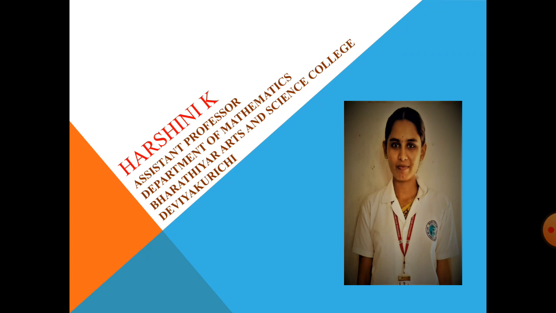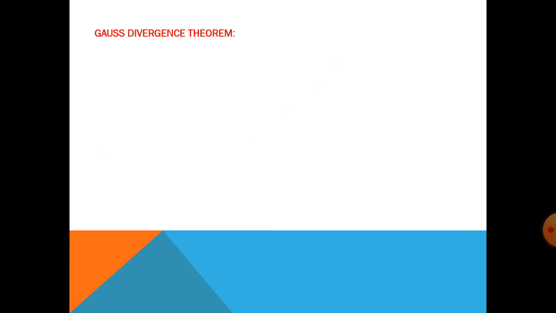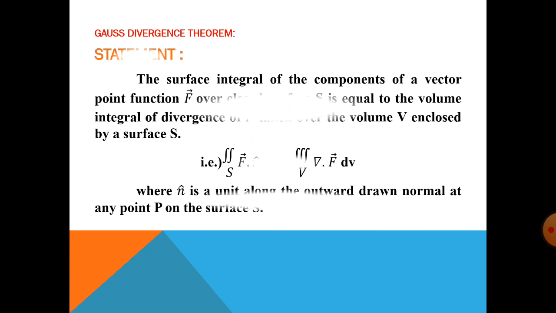In this video, we are going to discuss two theorems, Gauss divergence theorem and Stokes theorem. Let's see the statement for Gauss divergence theorem. In Gauss divergence theorem, the surface integral of a vector point function over a closed surface S equals the volume integral of divergence of f vector over the volume V.